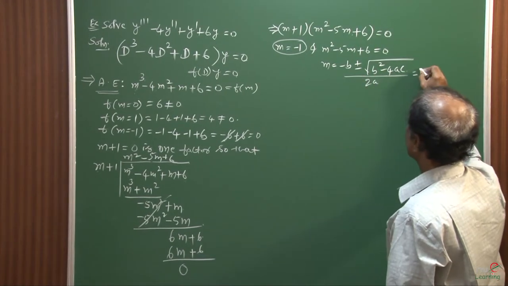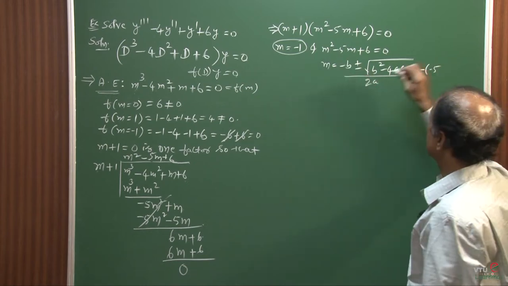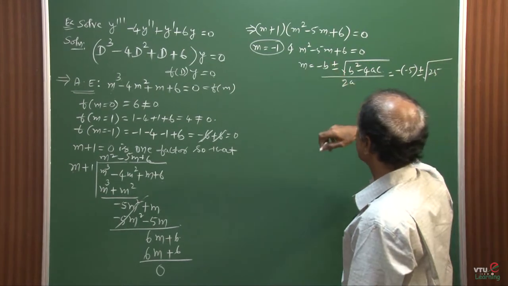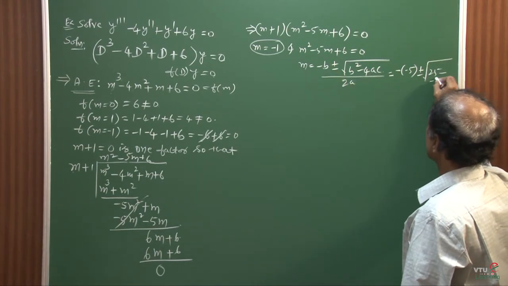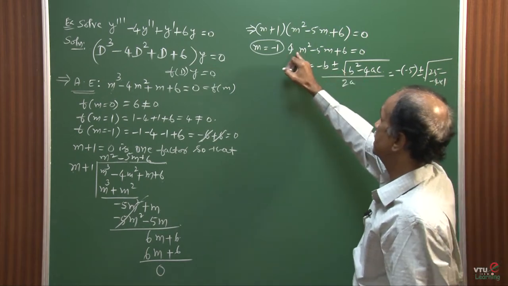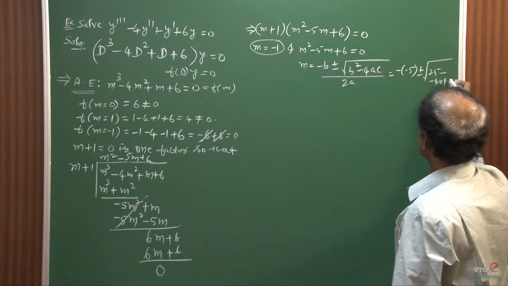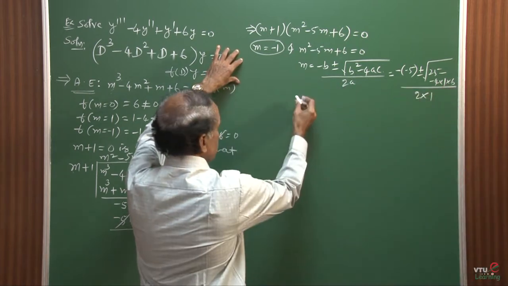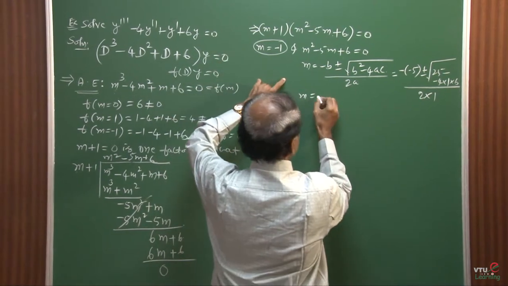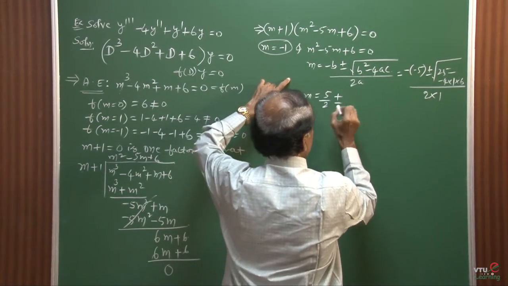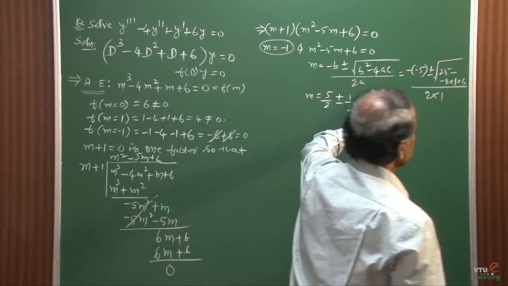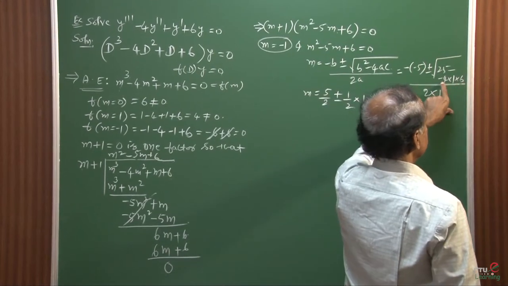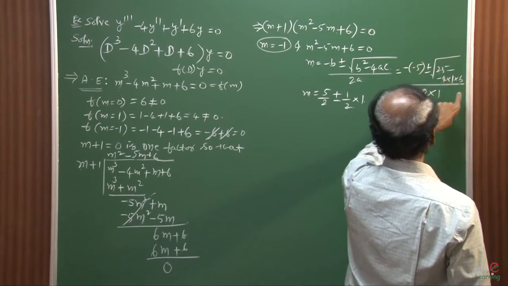So that gives minus of minus 5, because b is minus 5, plus or minus root of minus 5 whole square as 25, minus 4 into 1, this is a, 4ac, c is 6, into 6, whole divided by 2 into 1. Therefore, m is equal to minus minus 5, that is 5 by 2 plus or minus 1 by 2, because 6 times 4 is 24 and 25 minus 24 is 1.